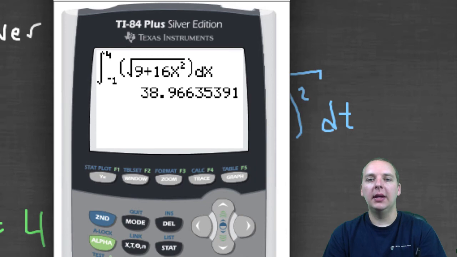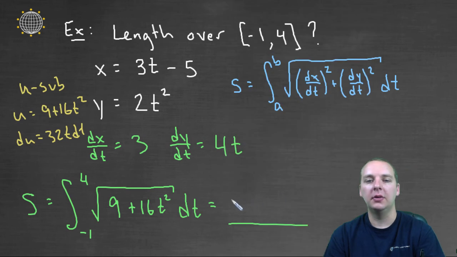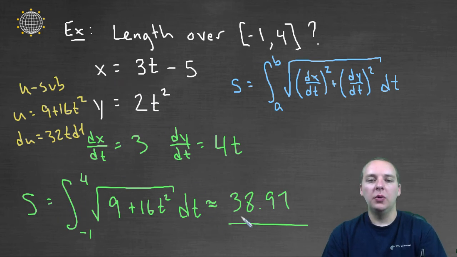I push enter and I get an answer of 38.97 rounded. So I will take 38.97, and this is approximately equal to this. So that's my arc length. The length of this curve from -1 to 4 would be roughly 40 units.